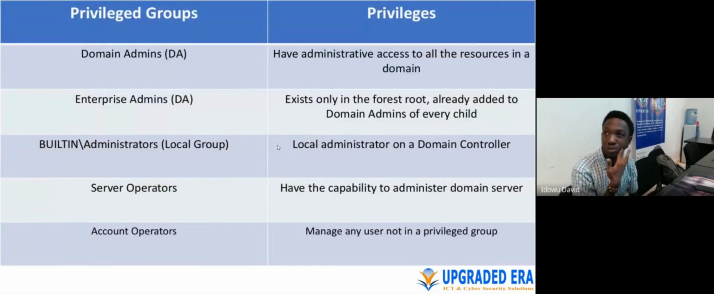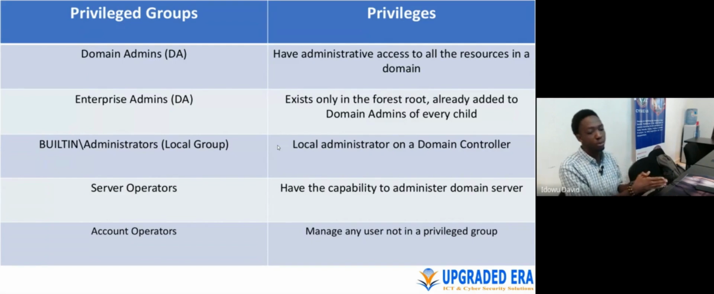Now, we'll look at privileged groups and the privileges that they have. Now, a domain admin. Who is a domain admin? A domain admin is someone that has administrative access to all the resources in a domain. An enterprise admin exists only in the forest root and is already added to the domain admin group of every child.